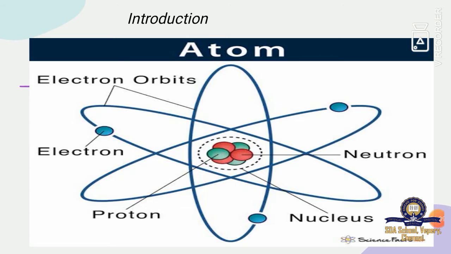Children, you all know atom is made up of 3 subatomic particles. They are proton, neutron and electron. So in the middle of the atom there will be nucleus, and inside nucleus we will have proton and neutron, and the electron will revolve around this nucleus in a circular orbit. So this is how the atom will look. In our last class we have learned about electron. Now we are going to learn about proton.